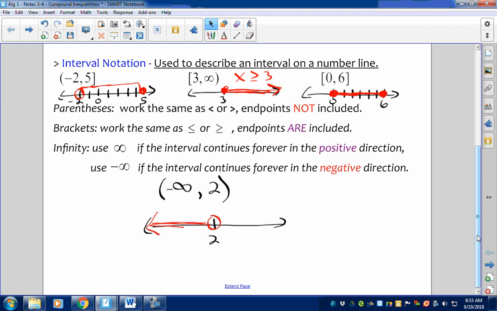Could you interpret what this says with an inequality? The x is, what symbol would I use? Less than, yeah. And then you'd be done. So these are the same thing. Right, any questions about interval notation? I know that's new. Something that'll show up again later on as you move through your math courses.